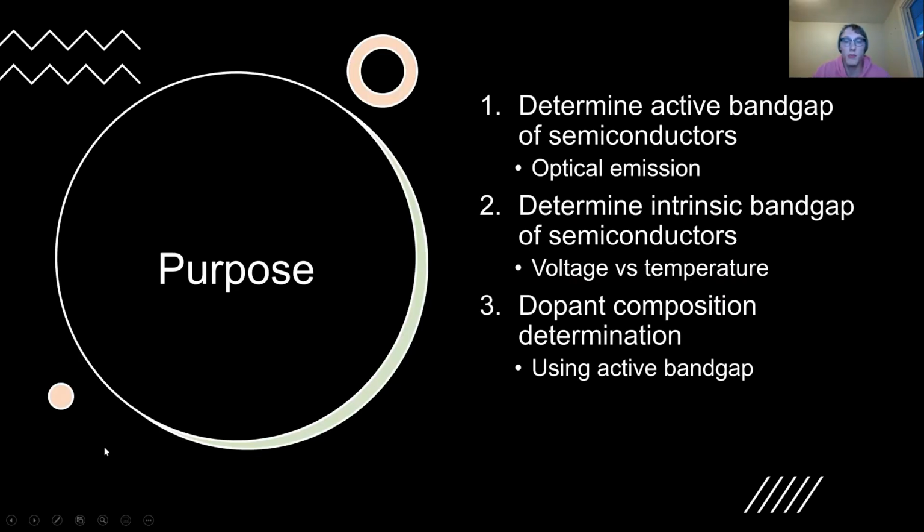So the purpose of this experiment is threefold. First, it was to determine the active bandgap energies of various semiconductors. This was done using an optical emission method. The second purpose was to determine the intrinsic bandgap of various semiconductors. This was done using a voltage versus temperature comparison. And finally, a dopant composition was determined. This was done using the active bandgap determined in the first step.